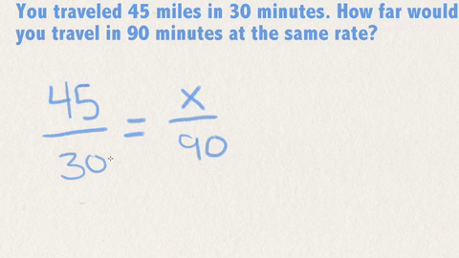So we just make sure that we match up the tops and the bottoms. 30 is in minutes, 90 is in minutes, and so as long as they're both on the bottom, you'll be fine. 45 is miles, and we don't know the other miles, so we do the same thing again.